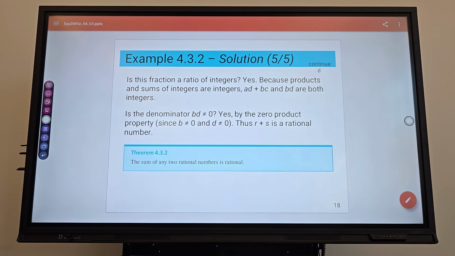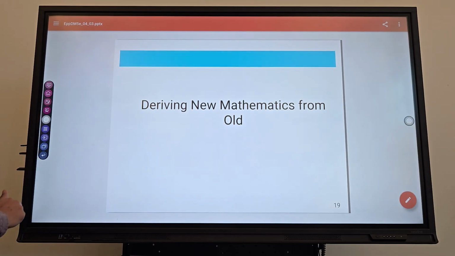Yes, because the products and sums of integers are integers. AD plus BC and BD are both integers. Is the denominator BD not equal to 0? Yes, by the zero product property. Thus, R plus S is a rational number. Theorem 4.3.2: the sum of any two rational numbers is rational.